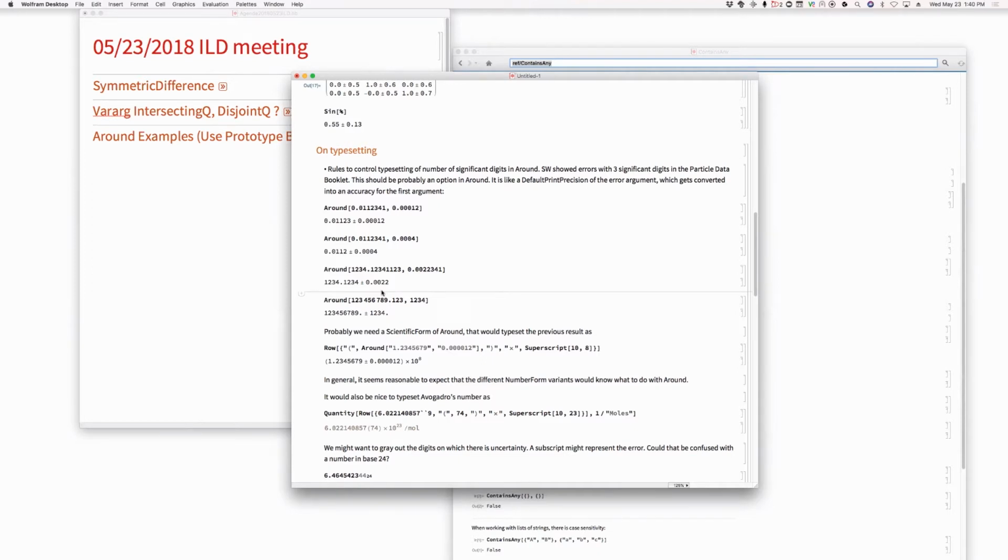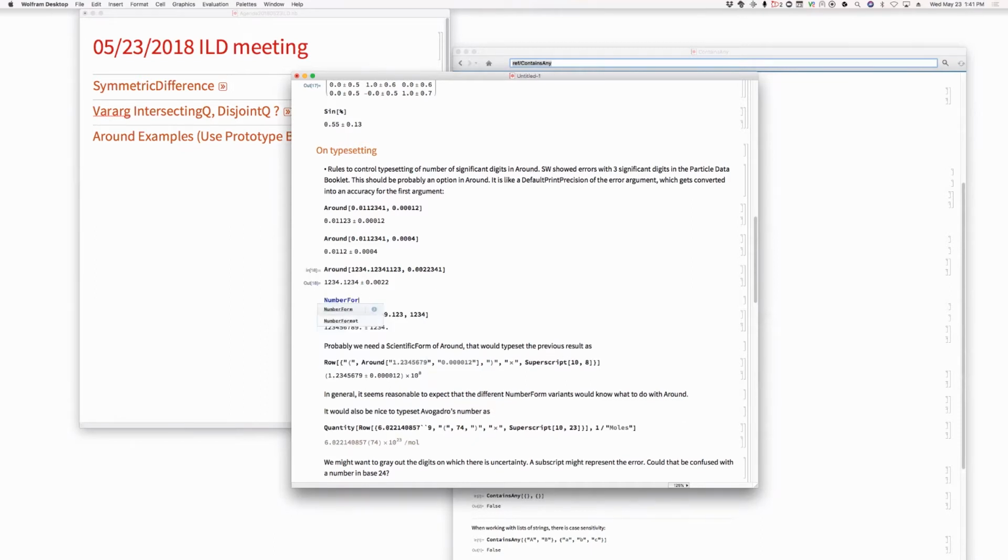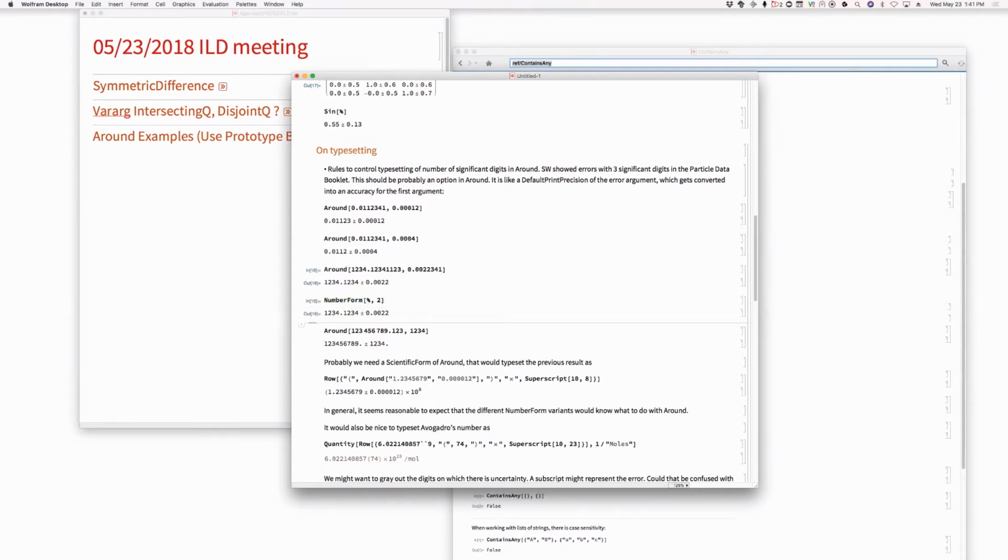Where would we put this? In number form or what? An option in number form? What does number form do in a case like this? Does number form get all ensnarled here? I don't remember whether it's prepared to do something. No, I think right now number form is seeing this as a symbolic object and not doing anything. But we certainly should prepare all the number form variants to report numbers in scientific form. Yes, exactly. But I think this is independent.